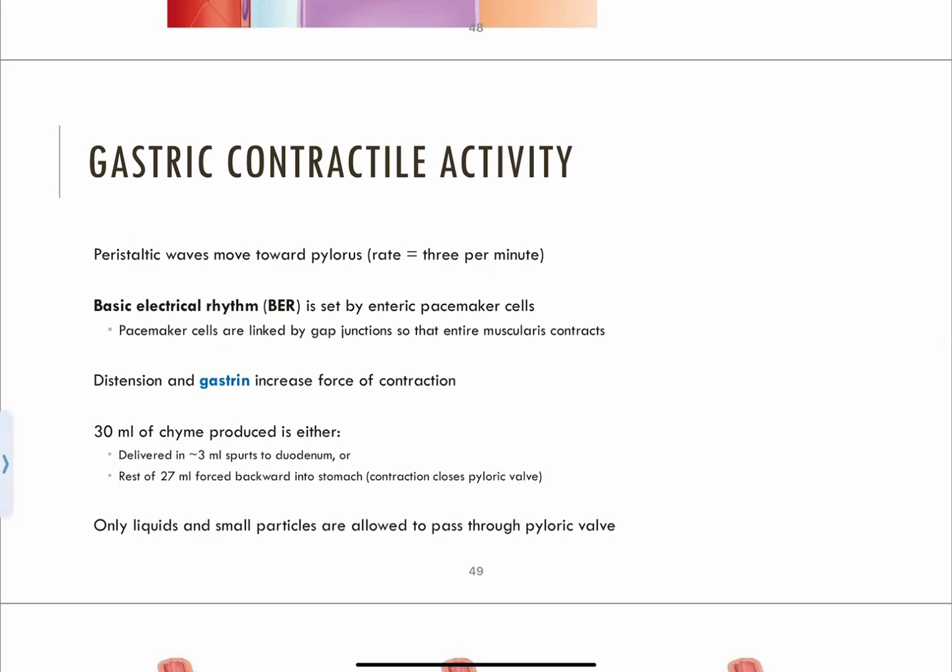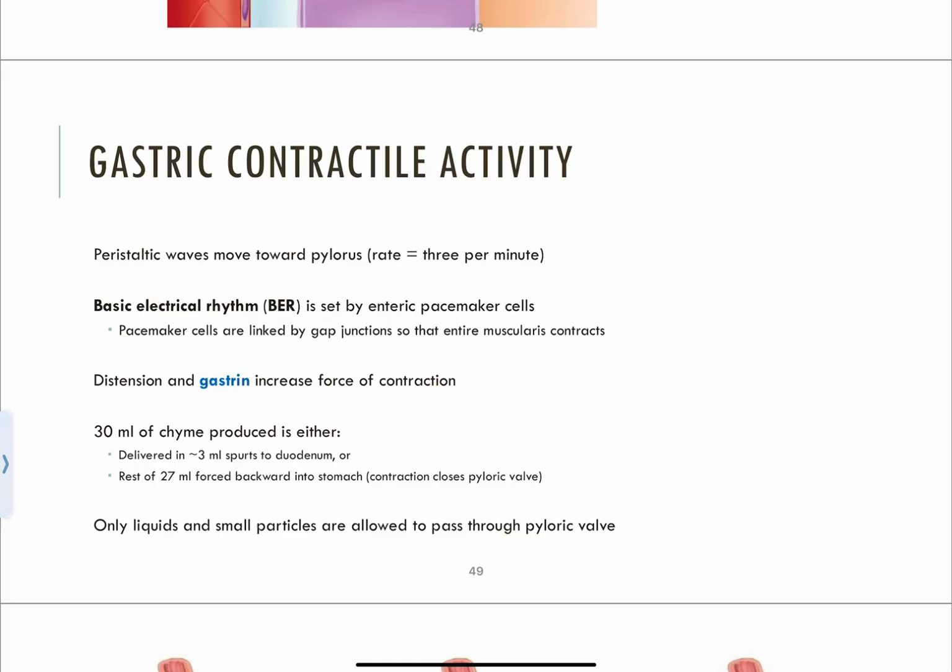So gastric contractile activity: we have those peristaltic waves move toward the pylorus, at a rate of about 3 per minute. We have the basic electrical rhythm, also called BER, and it's going to be set by enteric pacemaker cells. So anytime we have an organ that's contracting that we don't have voluntary control over, so it's involuntary, like we saw with our heart, what's initiating contractions are always going to be pacemaker cells.